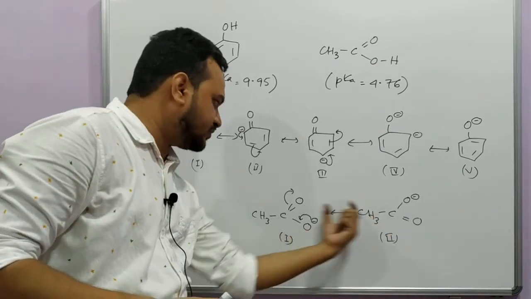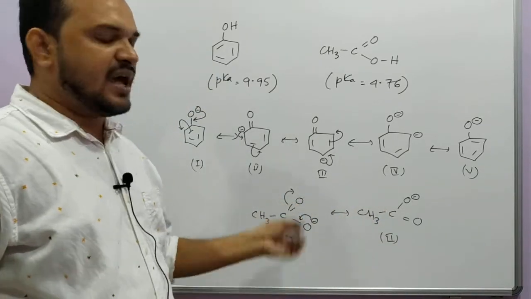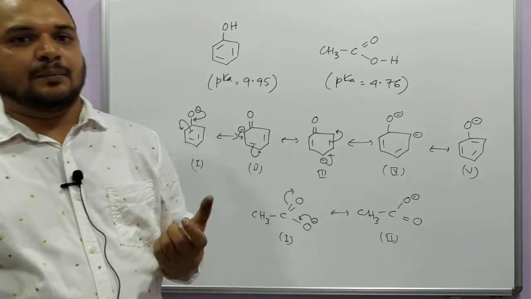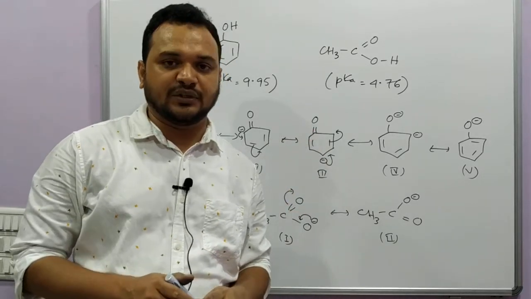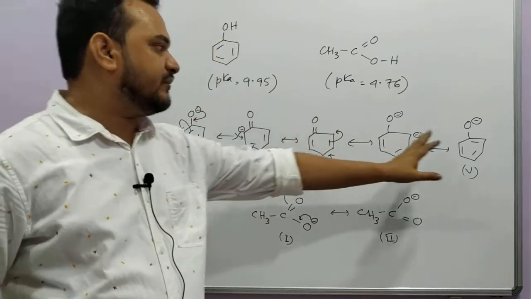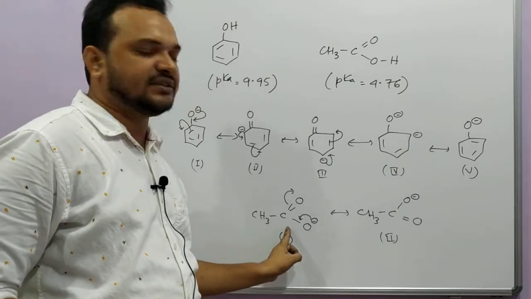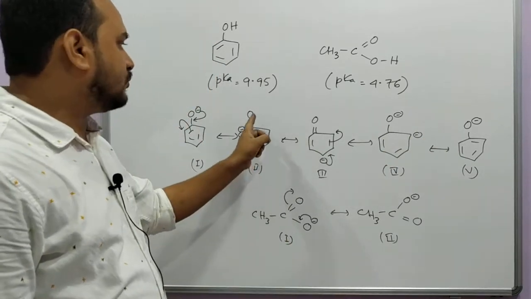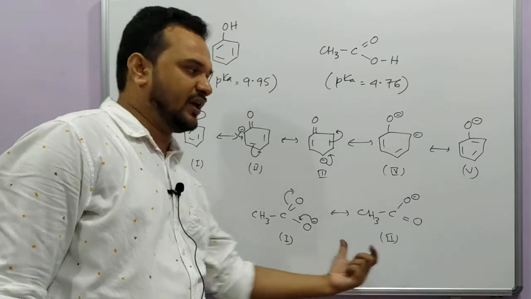But for the acetate ion, there are only two structures, and these two structures are exactly identical, equivalent to each other. And we know that for any compound which undergoes resonance, if all the resonating structures are equivalent to each other, it becomes highly stable. So instead of the 5 different resonating structures for phenol, actually it is the acetate ion that is the more stable ion compared to the phenoxide ion, because here all the resonating structures are equivalent.